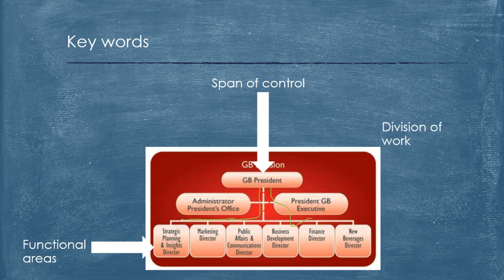The division of work. So for example, that's actually not shown directly, but it does show you that you have a finance director, but you also have a PA, public affairs and communications director, that divides the work up. So you can see that there. And also you have different lines of communication. So for example, the finance director can speak to the GB president and vice versa. It does have that.